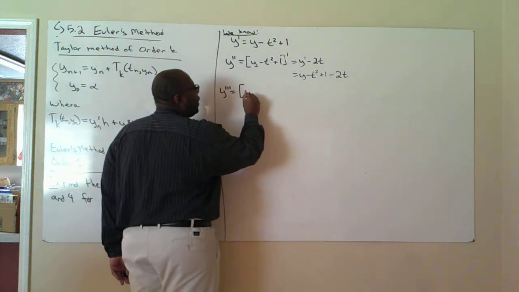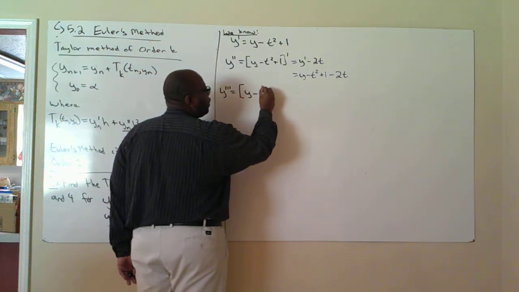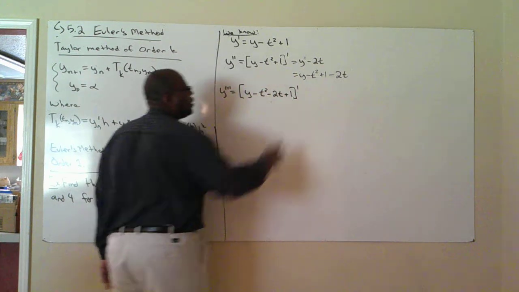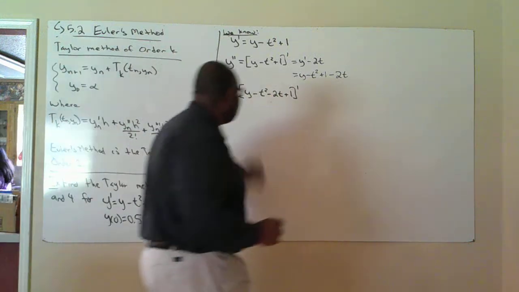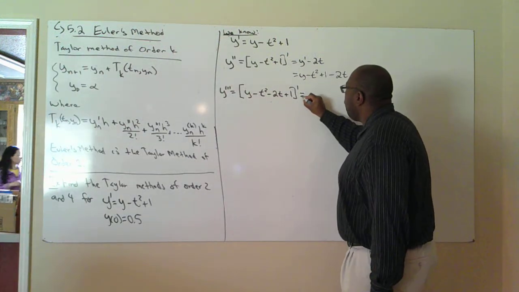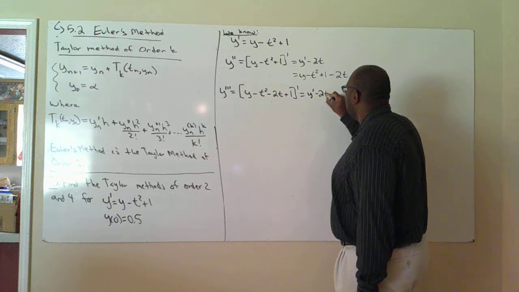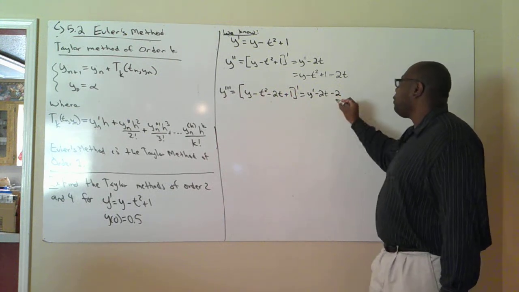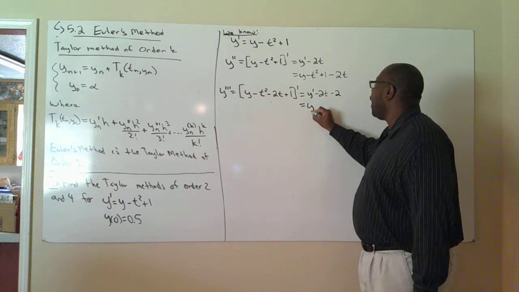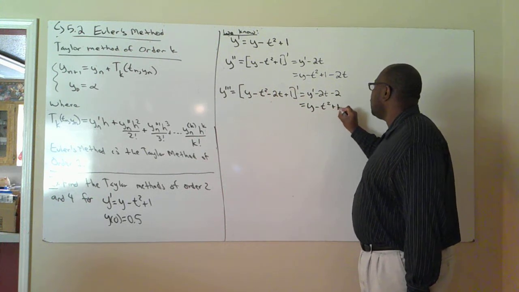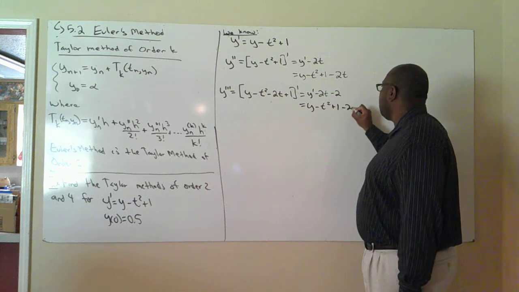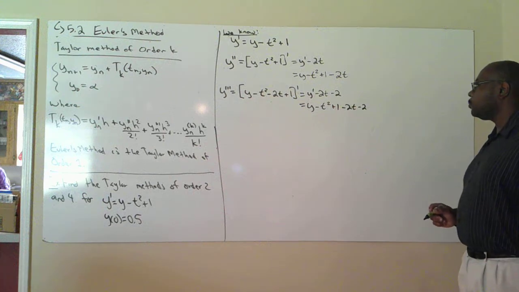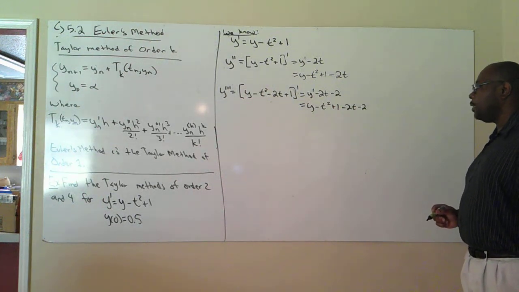So it's going to be y, I'm going to put this in order, minus t squared minus 2t plus 1, prime. Right, this is what this is. Take the derivative of this, we end up with y prime minus 2t minus 2, right? But what is y prime? Well, we already know that y prime is going to be y minus t squared plus 1. And then we get a minus 2t minus 2. So far, so good, right?